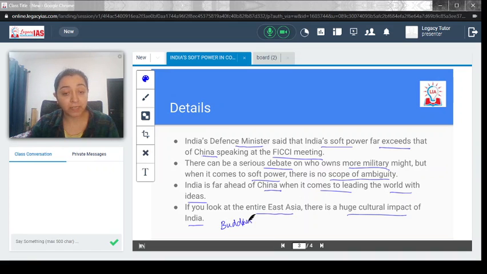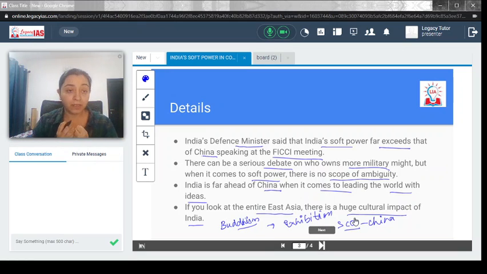Very recently, not only in East Asia but even in Central Asia, there was an exhibition of SCO, the Shanghai Cooperation Organization, which China is also a part of. Over there, India presented the ideas of Buddhism and how Buddhism is a connecting thread across nations in East Asia as well as some parts of Central Asia. So this is how India's soft power has been utilized, and this is important from that perspective too.